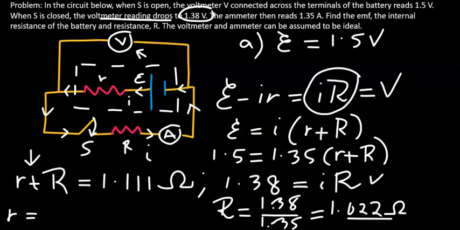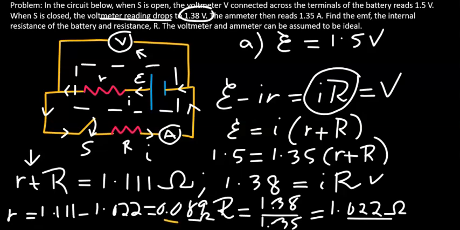this equation. It's 1.111 minus 1.022, and that's going to be 0.089 ohm. And that solves the problem.